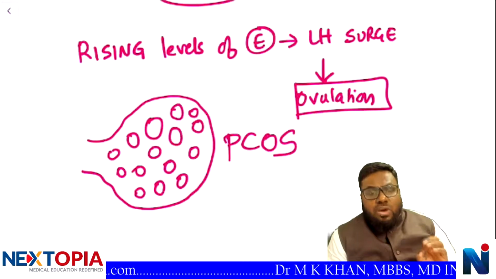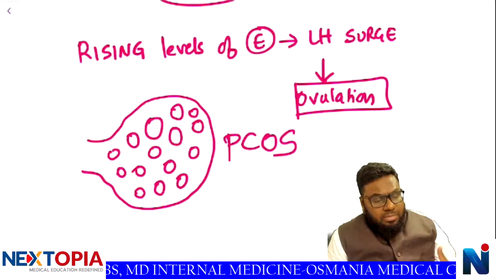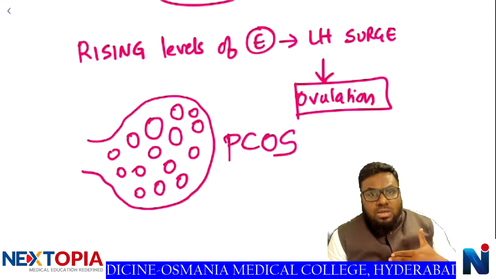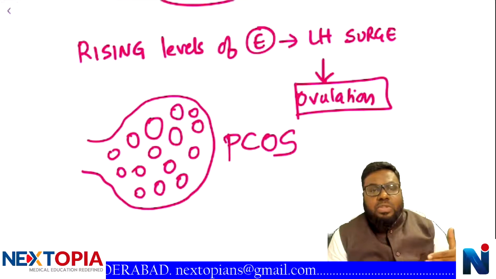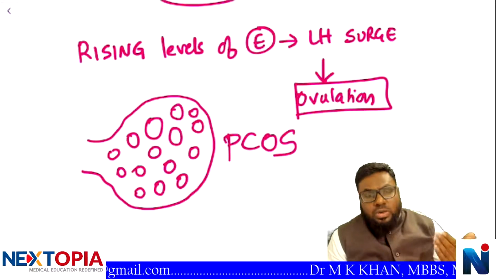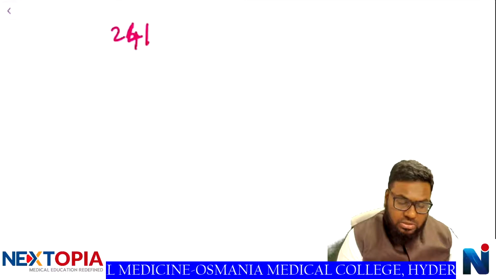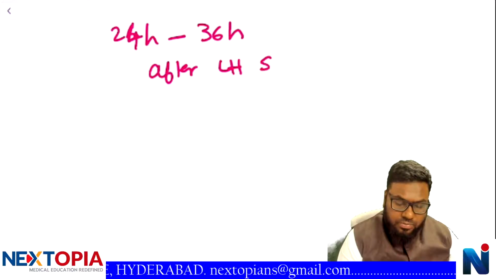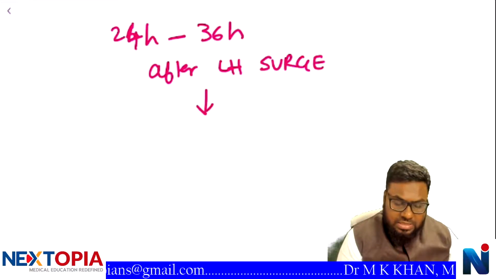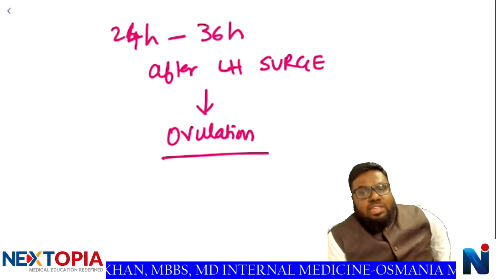Once the corpus luteum is formed, it starts producing progesterone, and it starts promoting the growth of the endometrium. The follicles rupture 24 to 36 hours following the LH surge. Once you note this LH surge, after this ovulation occurs. After this the luteal phase starts.